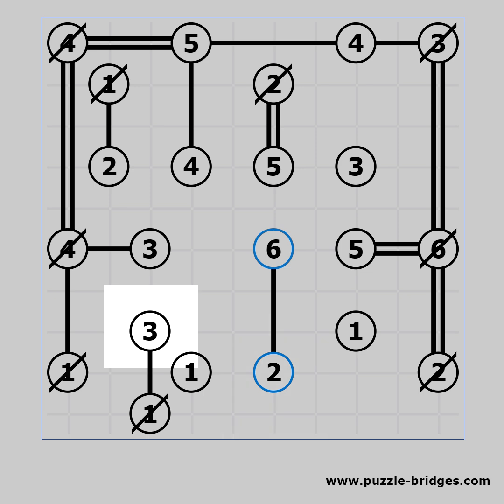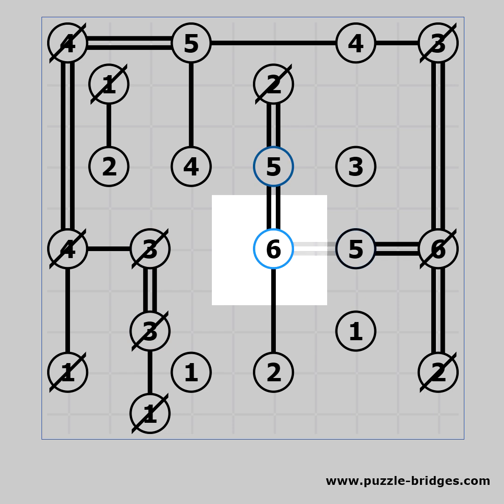Now, because of the last bridge we placed, this 3 can only connect to the 3 above. We place the missing 2 bridges, which solves both 3s. The 6 has only 3 possible islands left. We solve the 6 by placing 2 bridges in each direction. This solves both the 6 and the 2.